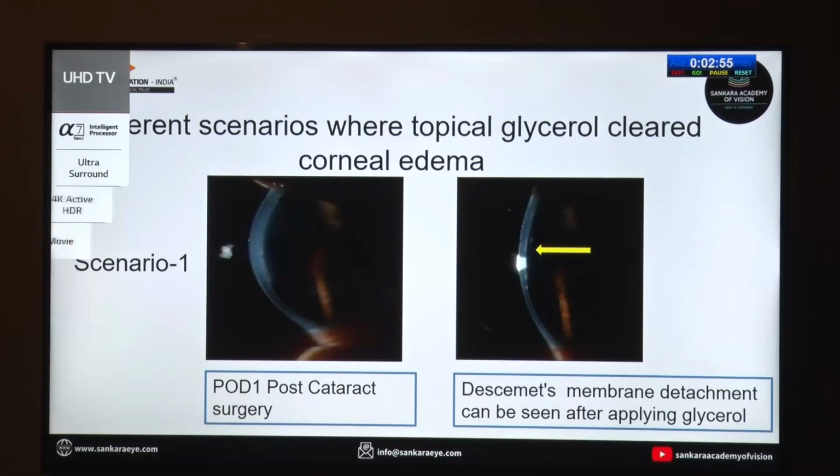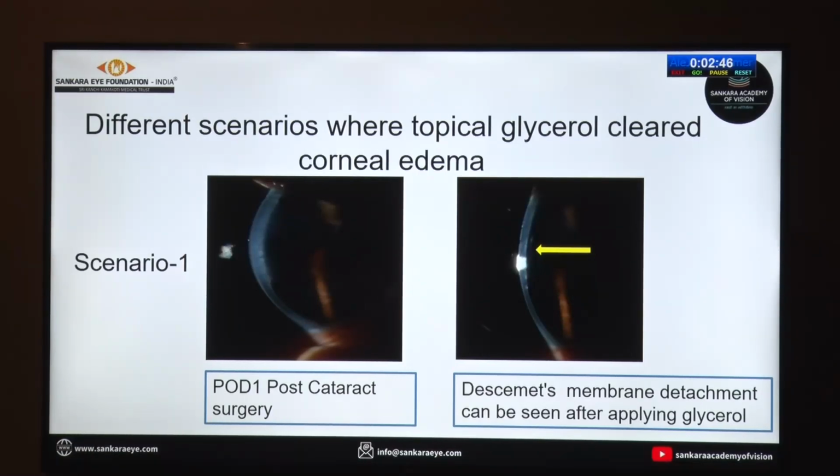So further evaluation of Descemet membrane detachment can be done on POD day 1 itself, so that we can quickly give management with air injection. So further delay of the treatment won't be happening.